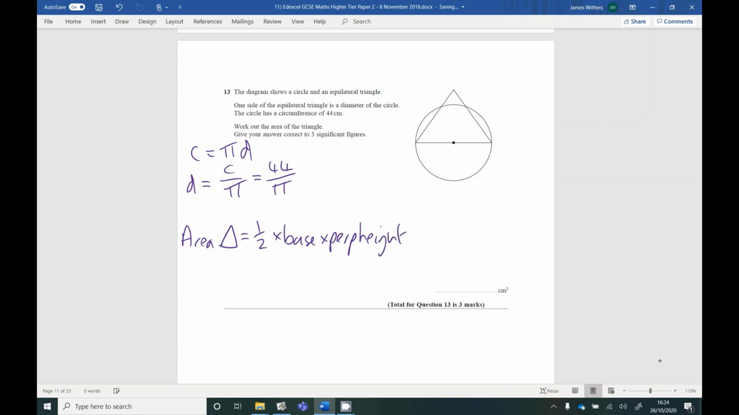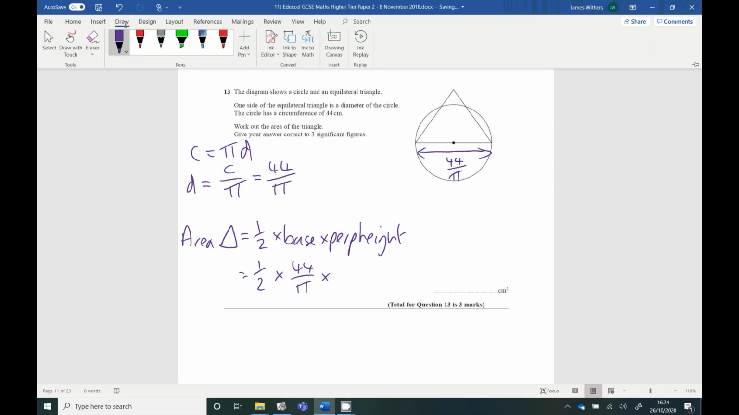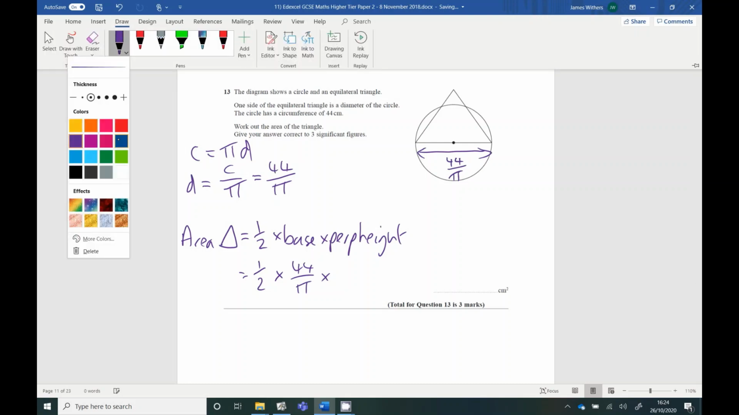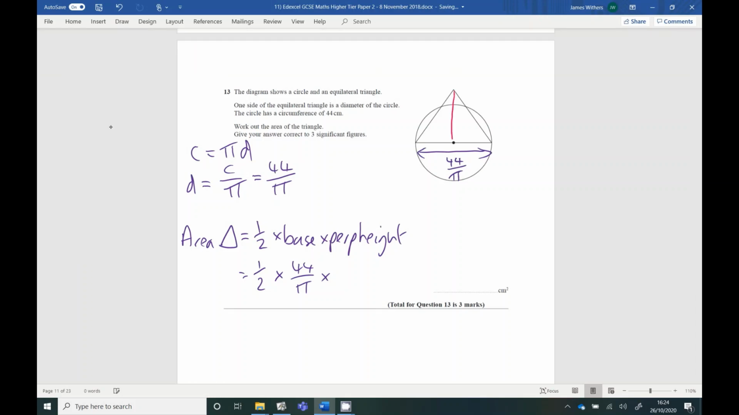So let's slot in what I already know. I've just worked out that the length of the base, which is the diameter of the circle, is 44 over pi. So I now just need to work out what the perpendicular height of the triangle is. So I need to work out this height here. This is the perpendicular height, which I'm going to call x.